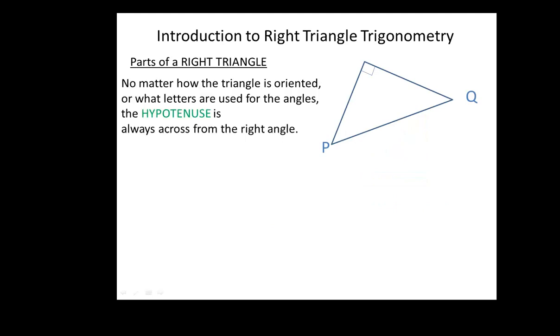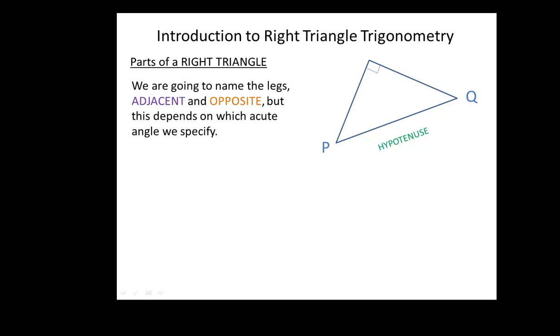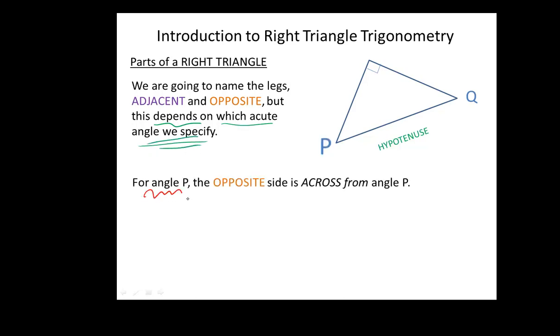Now, it doesn't matter how the triangle is oriented, and it doesn't matter what letters you're using, the hypotenuse is always directly across from the right angle. We're going to be naming the legs either the adjacent or the opposite, but this entirely depends on which angle we specify. We're going to start by specifying angle P, and the opposite side would be across from angle P. So there's the opposite side.